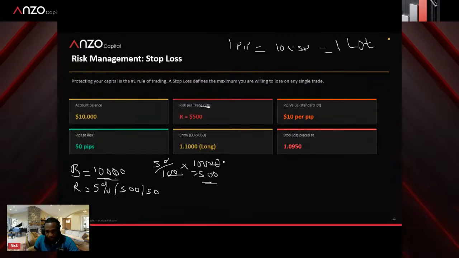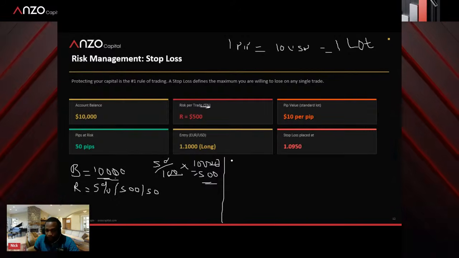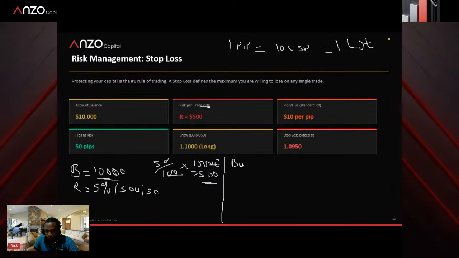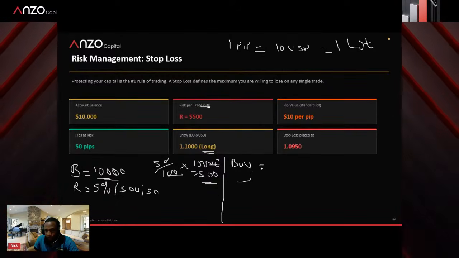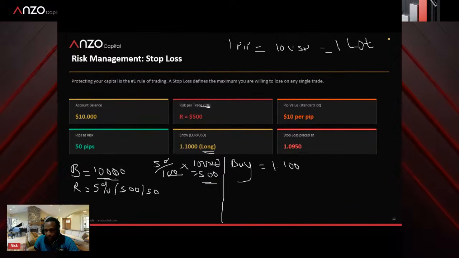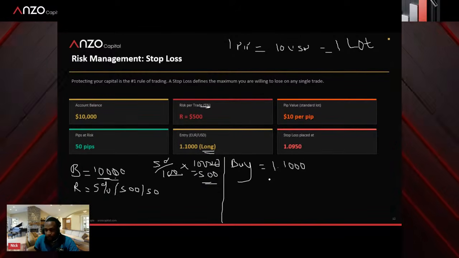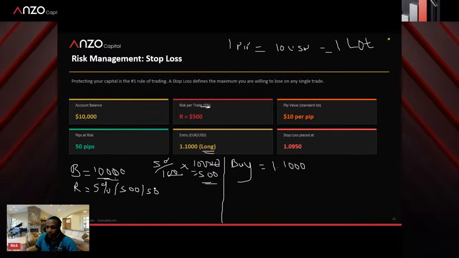Now this trader X wants to take a buy order, which is a long position. Remember, we just started long. The buyer wants to take a buy order. The entry point is 1.1 thousand. That is the entry point that the market is at. So how does this person know where to set the stop loss?